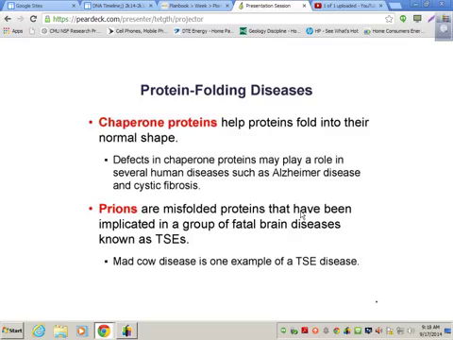And that would be a chaperone protein that's supposed to be the folder, so to speak. That'd be like me doing origami. It's not going to look so good.